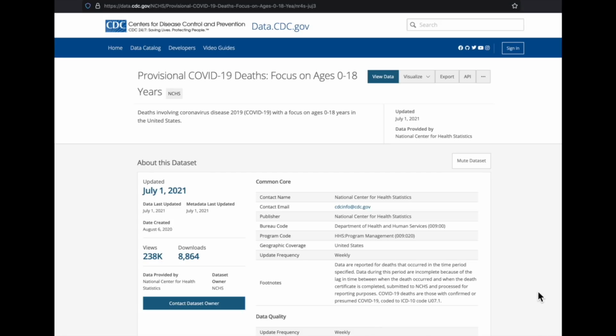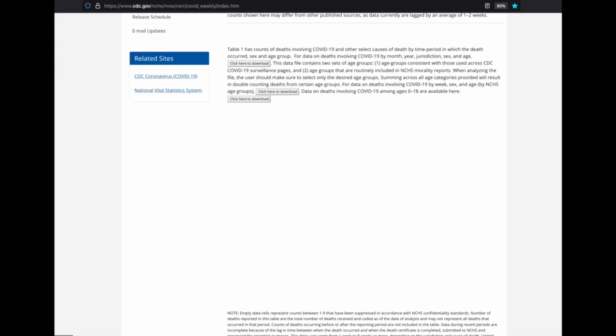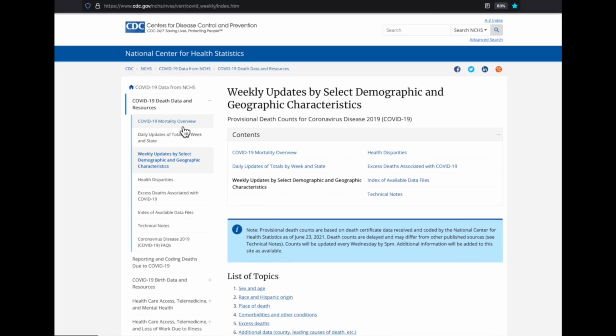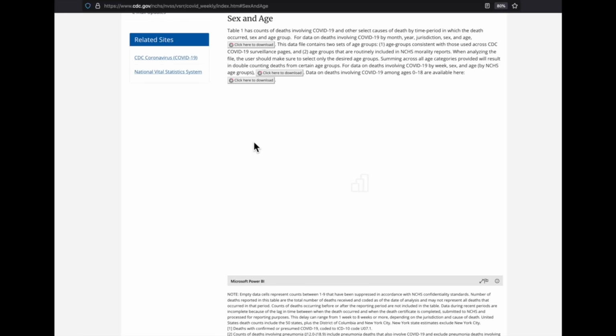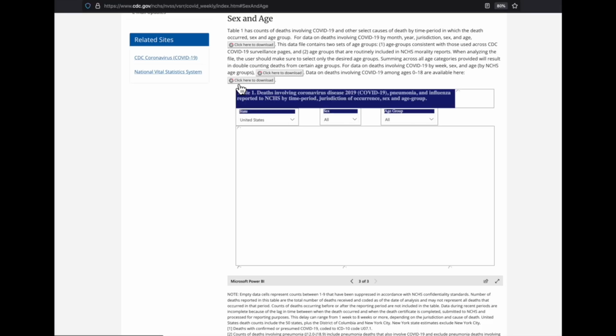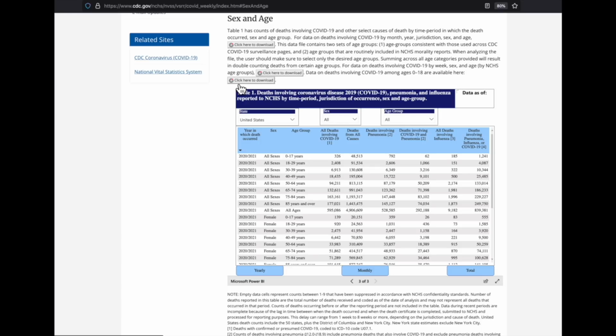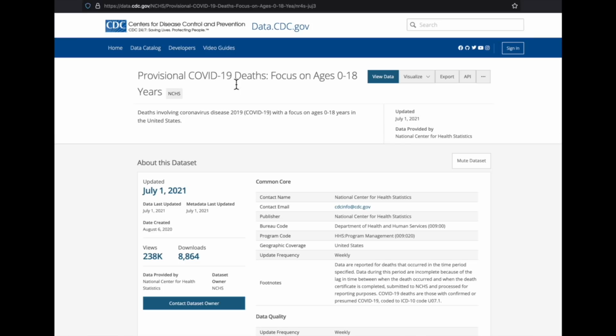So in this episode, we're going to start at the Center for Disease Control, the CDC in the United States. And I'm on the page that focuses on ages 0 through 18 years. And this data set was updated July 1st, 2021. I got here from the CDC's website that shows us weekly updates by select demographic and geographic characteristics, then going to the sex and age section, and then clicking on the button that says click to download. And when I click on that, it takes me to the page we started at just a second ago.